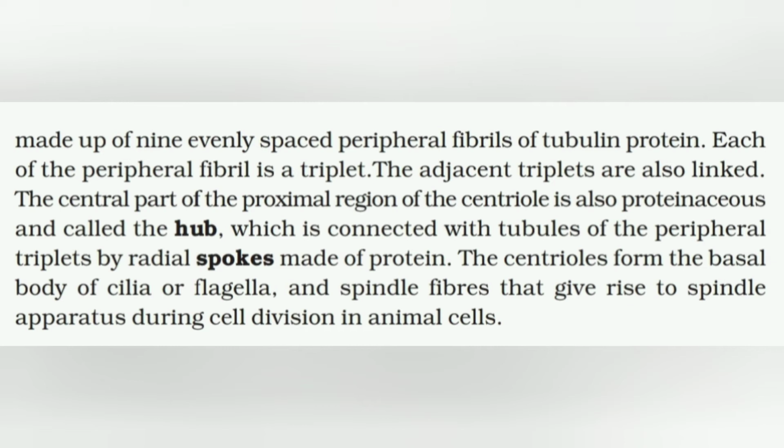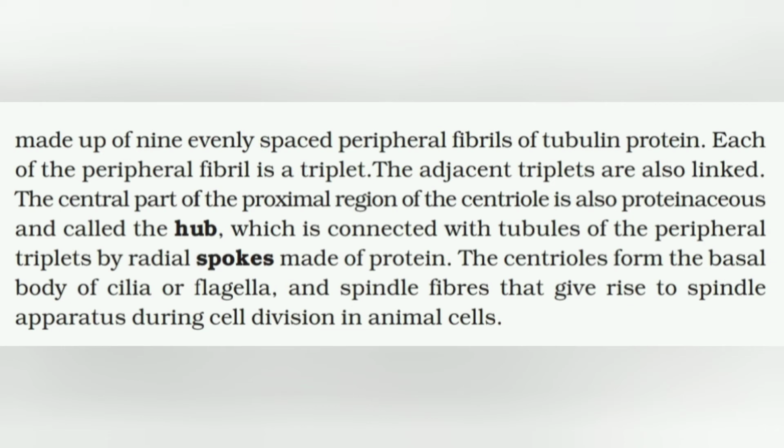Just as earlier there were pairs of 2, here there are pairs of 3. Adjacent triplets are also linked. And the central part of the proximal region of the centriole is also proteinaceous and called the hub. There we called it the axoneme, here we call it the hub. It is connected with the tubules of the peripheral triplets by radial spokes made up of protein.